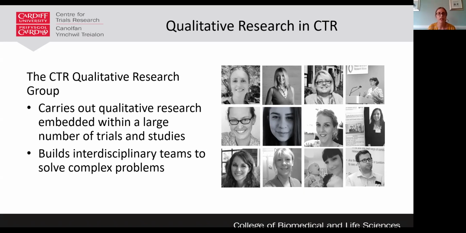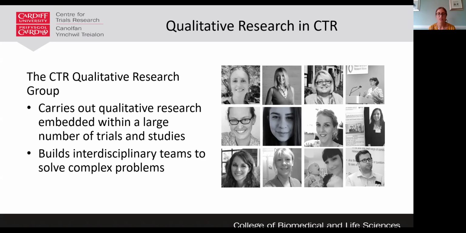CTR is in a lucky position in that it's one of the few trials units in the UK where we have a group of qualitative researchers firmly embedded within the trials unit. So our qualitative researchers have a real understanding of the practicalities of trials because they work on a day-to-day basis alongside trial managers and data managers. We work in interdisciplinary teams with health economists and statisticians to solve complex problems.